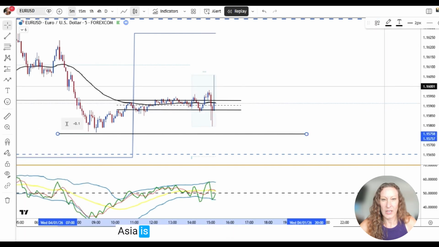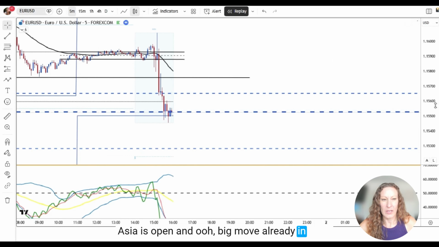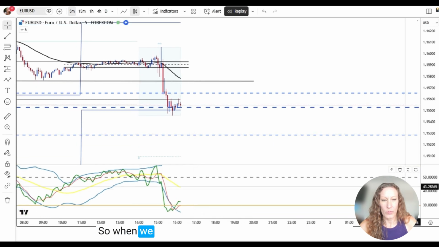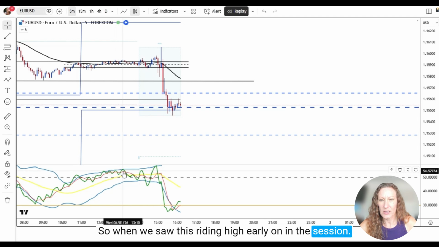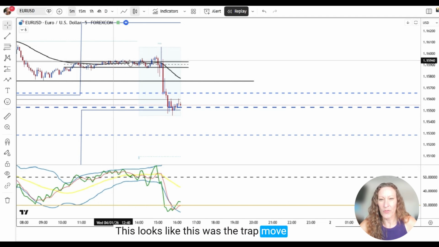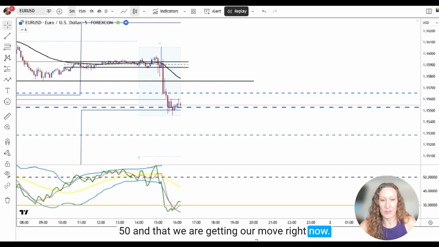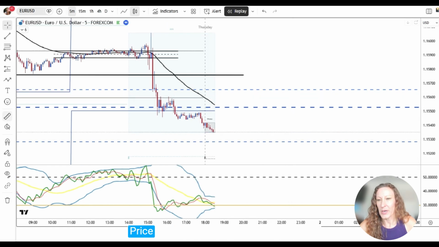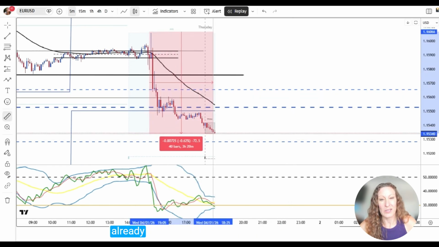All right, Asia is open and ooh, big move already in Asia. So when we saw this riding high early on in the session, this looks like this was the trap move above the 50 and that we are getting our move right now. Prime window is open. Price has already moved quite a bit today. So from the high to the prime window, we're already at 71 pips.